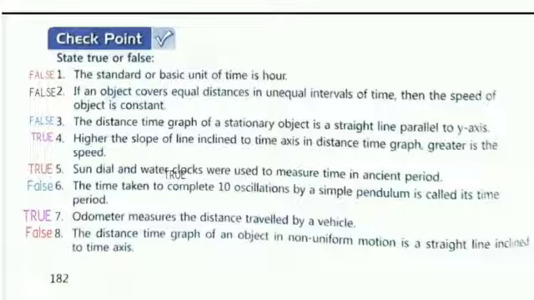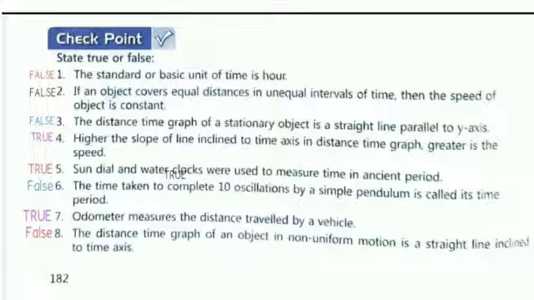Third, the distance time graph of a stationary object is a straight line parallel to y-axis. This is also wrong, false, because the distance time graph of a stationary object is a straight line, but it is parallel to x-axis. So this line is wrong. It is false.